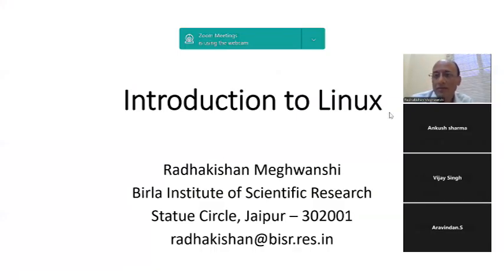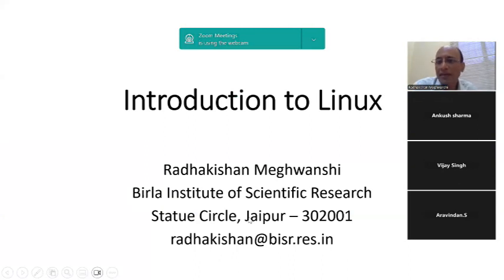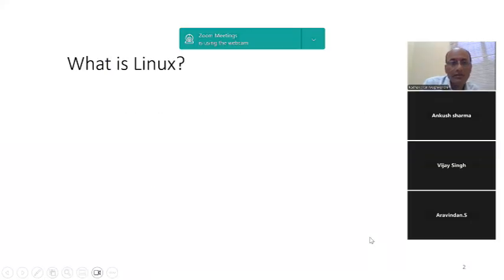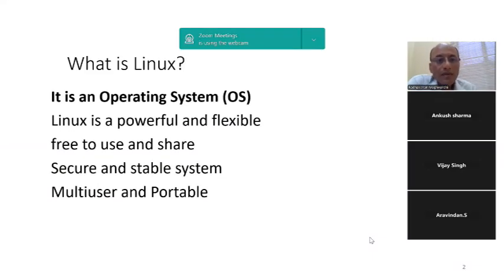Okay. So Linux is very important for you, and we have to learn Linux also in this course. So what is Linux? Linux is an operating system, a powerful operating system, free to use and flexible, and it is a very secure and stable system. Have you worked on the Linux system, participants? The basic versions. Basic versions. So we need to learn Linux. It is very important for you as bioinformaticians and biologists.